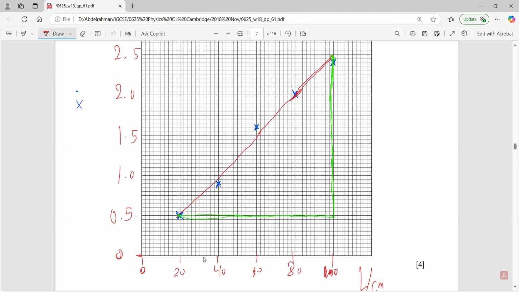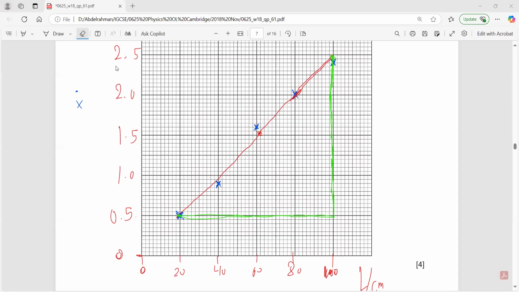But what if you didn't take these 2 points? What if, for example, you took these 2 points? Would it be correct? No, it would be wrong. Why? Because they are quite close together. You need to take two very far away points.